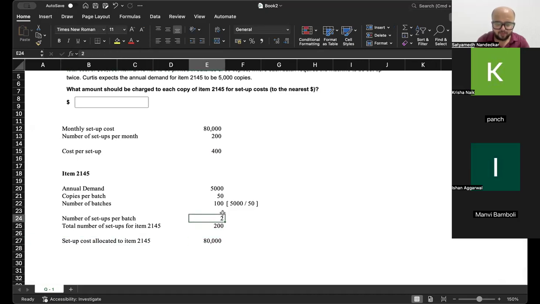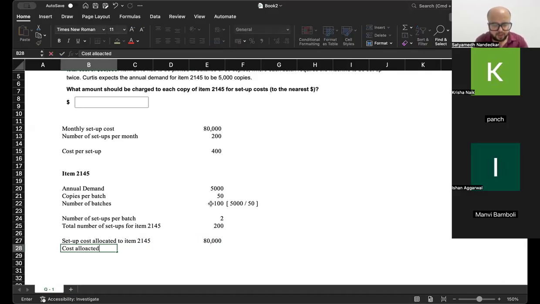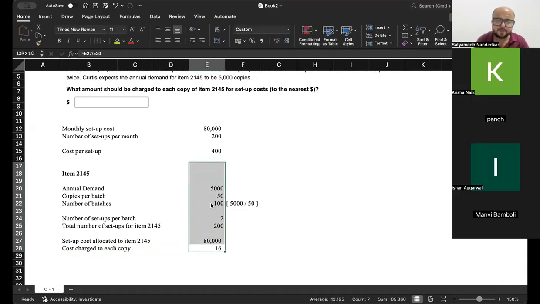That is cost, number of batches into number of setups into cost per setup. What amount should we charge to each copy of item 2145? 80,000 divided by 5,000. Cost allocated to each, or cost charged to each copy. 80,000 is the total setup cost that you have allocated. And what is the annual demand? Annual demand is 5,000. So cost charged to each copy is 16. So you have to input 16 and you will get your answer.